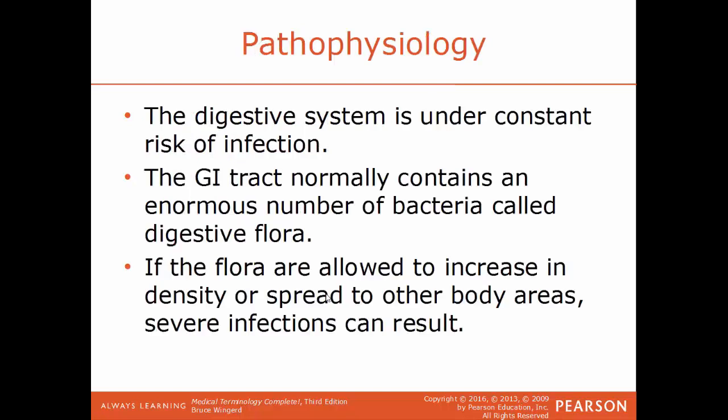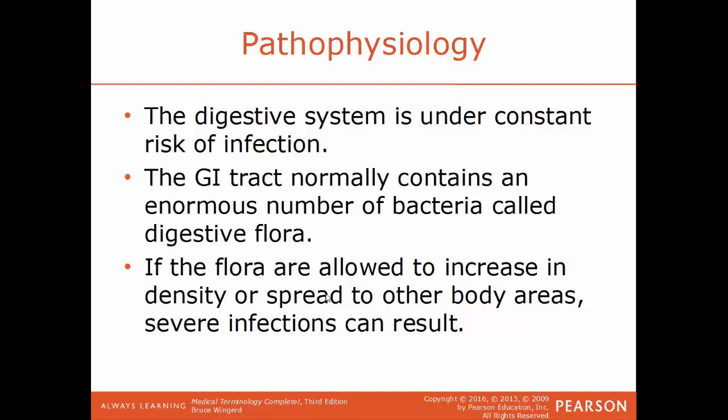Alright, now we'll talk about some pathophysiology with the system. Now, the digestive system is under a constant risk of infection, basically because the entire GI tract is one long open tube to the external environment. So from your mouth down to the esophagus to the stomach, the intestines, all the way out through the rectum, is all one continuous open space. So it is under a constant risk of infection.